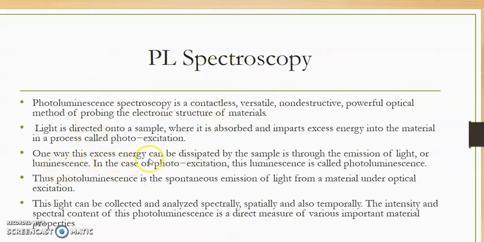One way this excess energy can be dissipated by the sample is through the emission of light, or luminescence. That is, it radiates the energy to the ground state and releases the energy. In the case of photoexcitation, this luminescence is called photoluminescence. Thus, photoluminescence is the spontaneous emission of light from a material under optical excitation. This light can be collected and analyzed spectrally, spatially, and also temporally. The intensity and spectral content of this photoluminescence is a direct measure of various important material properties.